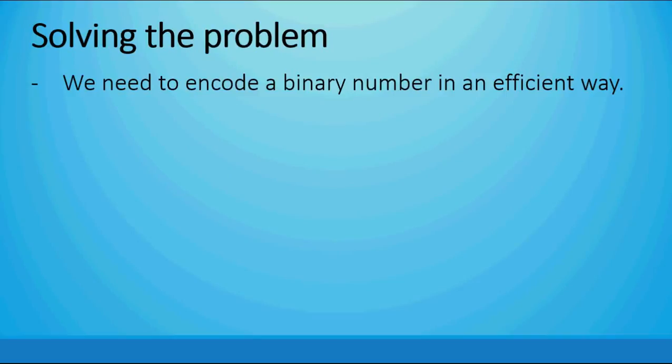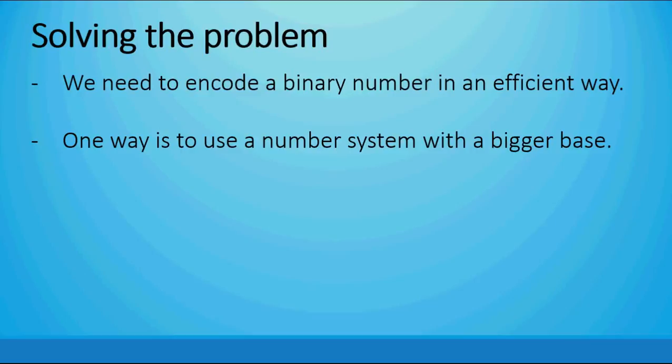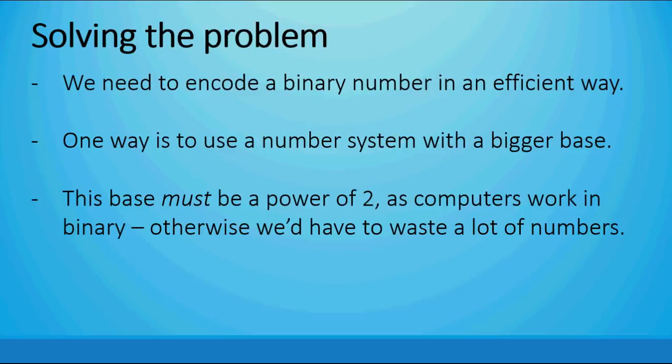The way we do that is just to use a bigger base. If we can somehow find a base that can encode a binary number efficiently, then we're done. We've got a nice way to encode binary addresses. Now, as you can imagine, this must be a power of 2, because we've got 2 digits.